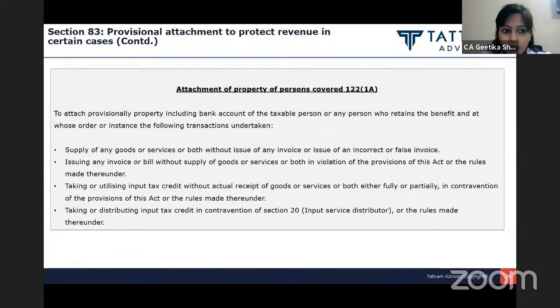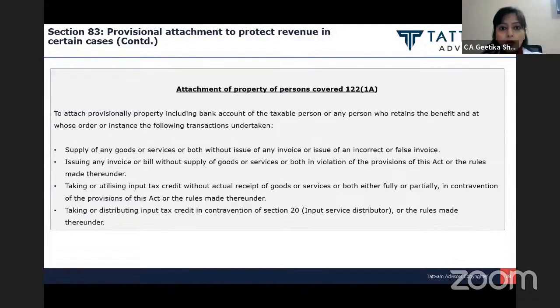So in all these four scenarios, even if there is a third person against whom proceedings under chapters 12, 13, 14, 15 have not been initiated, we give you the powers to attach even the property of these people. So all in all, the bottom line is that the government is not going to spare anyone who is getting into any malafide transaction, and very specifically these fake invoicing and circular trading transactions.